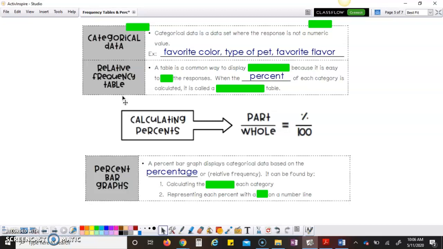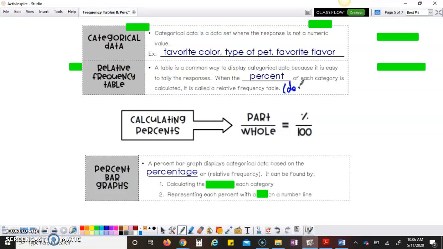Okay, a relative frequency table. A relative frequency table is a common way to display categorical data because it is easy to tally the responses. When the percent of each category is calculated, it is called a relative frequency table. You're going to see that part of it labeled as decimal, okay? Remember from a long time ago that whenever we're calculating percents, we use this setup: part over whole equals percent over 100.